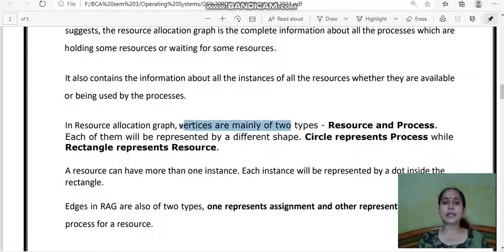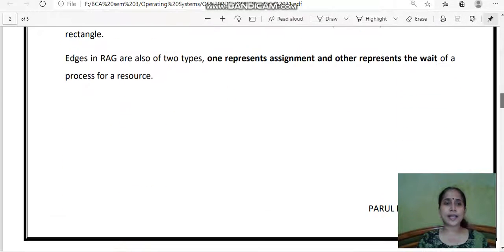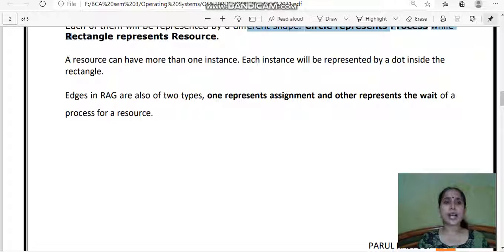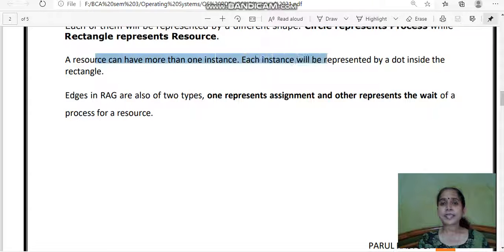Vertices are mainly of two types, as I said, resources and processes, and for both of them we have different symbols. It says each of them will be represented by a different shape. Circle represents the process while rectangle represents the resource. Okay, and next, a resource can have more than one instance. Each instance will be represented by a dot inside the rectangle, as I say.